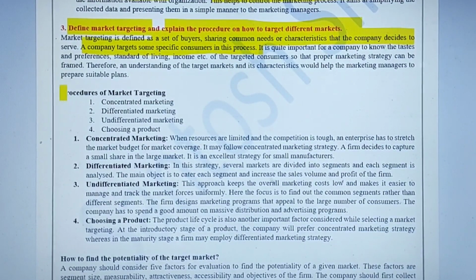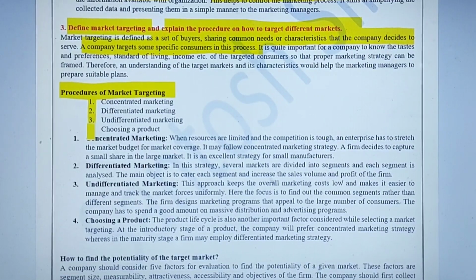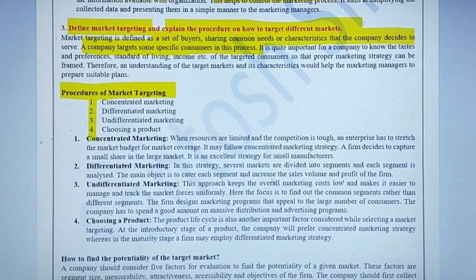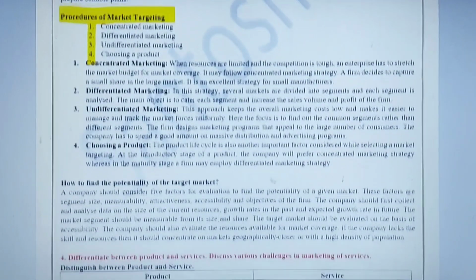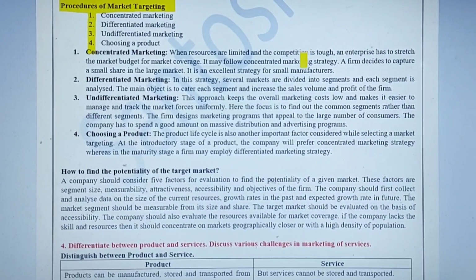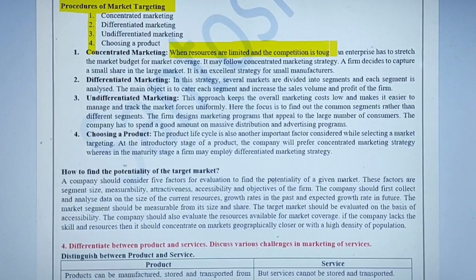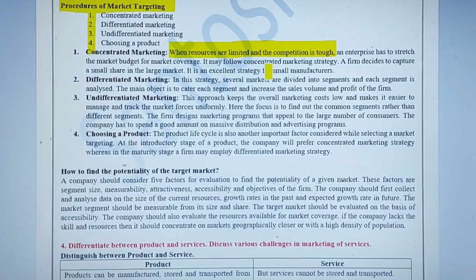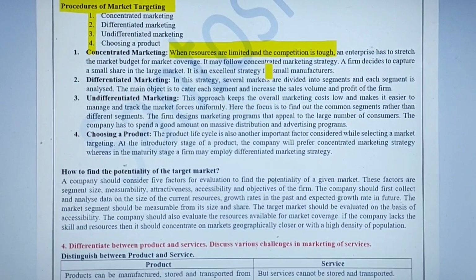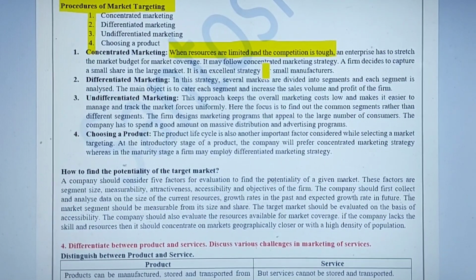Now, what are the different procedures of market targeting? Basically, these four processes of market targeting are there. The first one is concentrated marketing. In concentrated marketing, the resources, as we know, are limited and the competition is quite tough. Here the company does a sort of concentrated marketing. That means it focuses on a particular market or a particular group of customers, and from there it tries to sell its products and services to them.